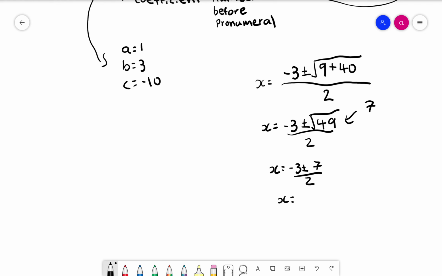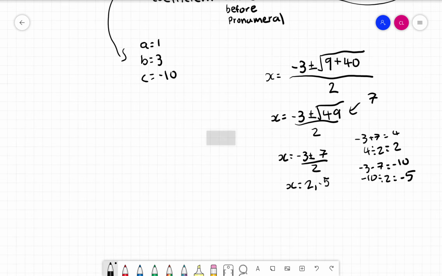X would be minus 3 plus 7 equals 4, and 4 divided by 2 is 2. So it would either be 2 or minus 3 minus 7 equals minus 10. Minus 10 divided by 2 is minus 5. So it would be either 2 or minus 5.